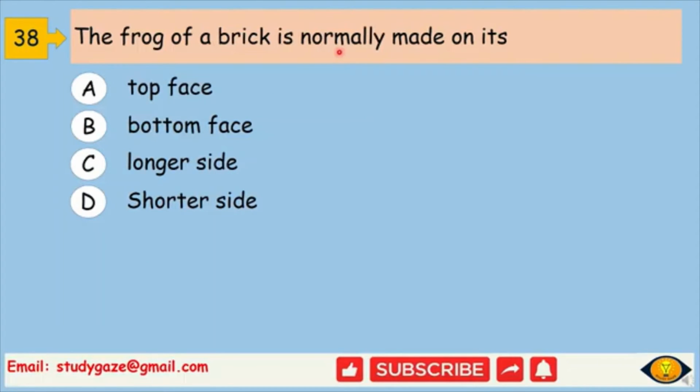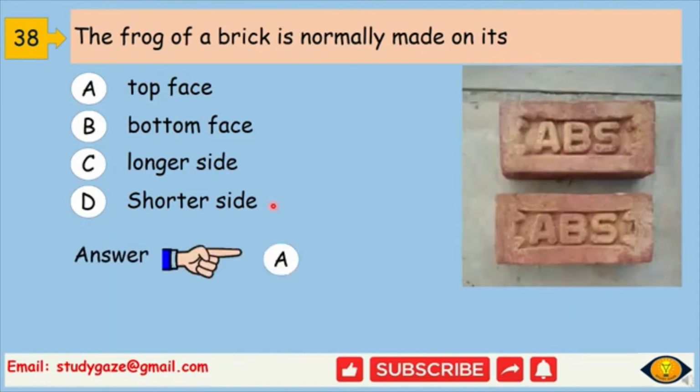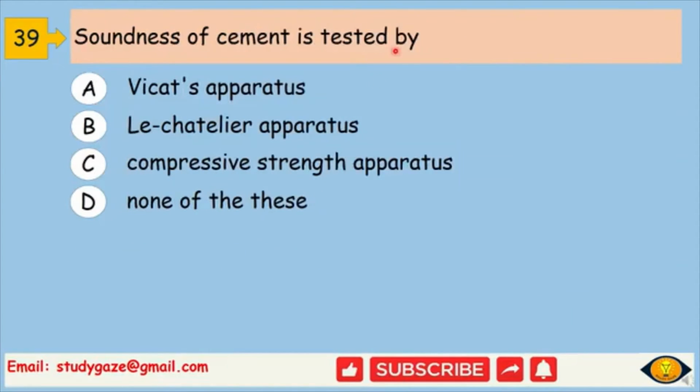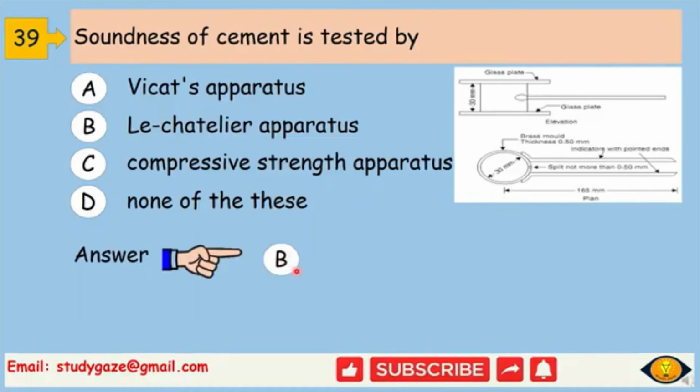38. The frog of a brick is normally made on its top face, bottom face, longer side, shorter side. Answer will be A. Top face. 39. Soundness of cement is tested by Vicat's apparatus, Le Chatelier apparatus, compressive strength apparatus, none of these. Answer will be B. Le Chatelier's apparatus.